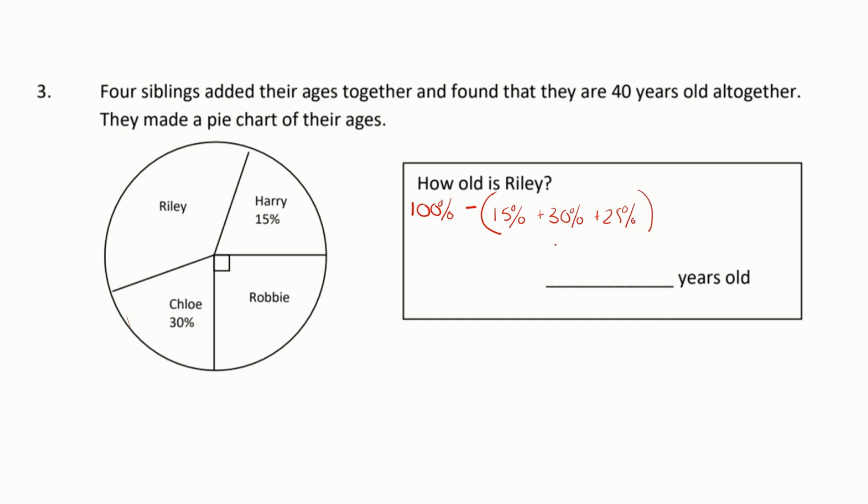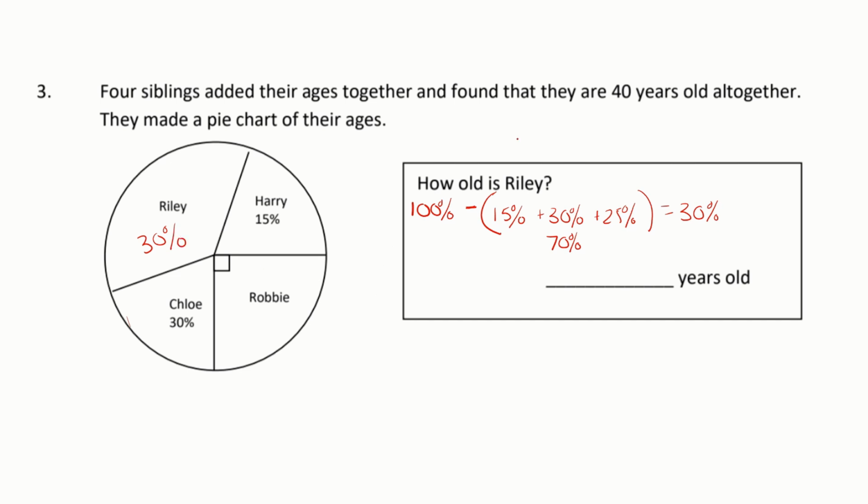What do we do now? You know that we add all of these together. So 15%, 30%, and 25% becomes a total of 70%. 100% minus 70% is 30%. Who does the 30% belong to? That must be Riley. And we want to know how old Riley is.